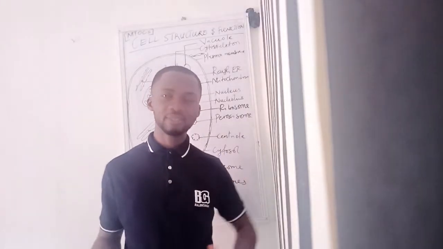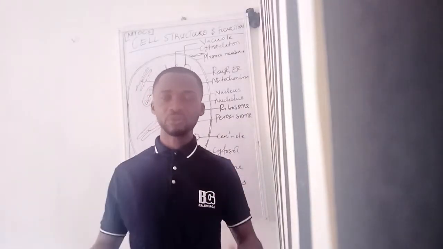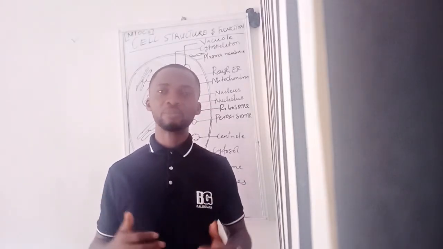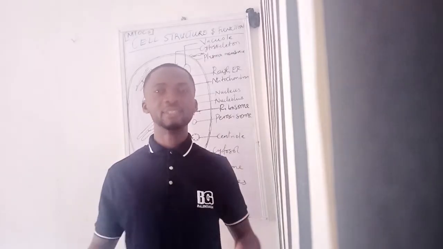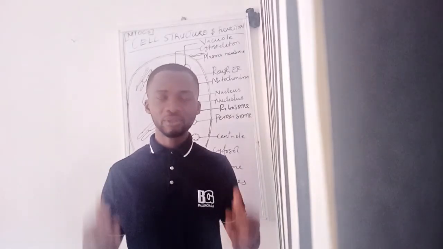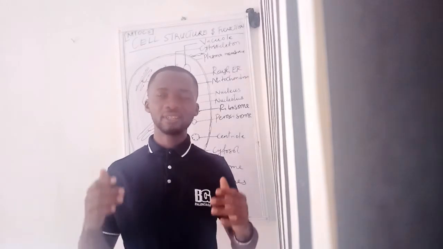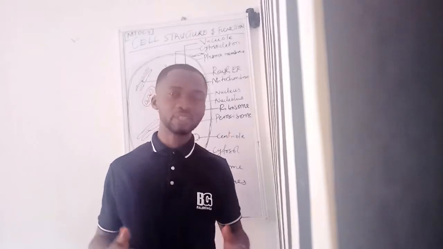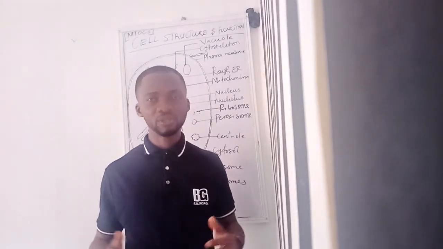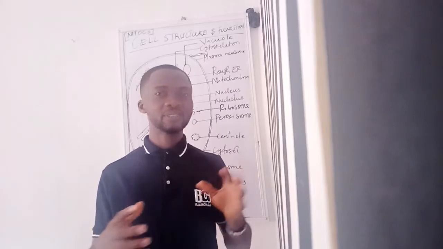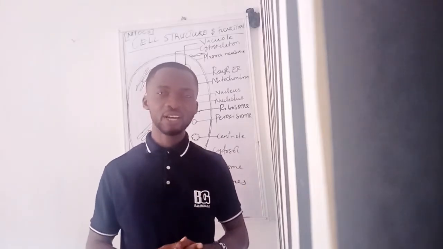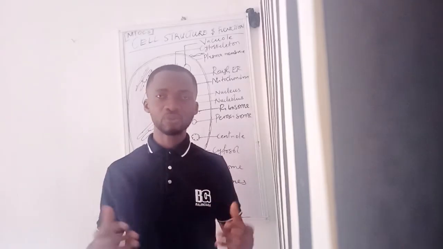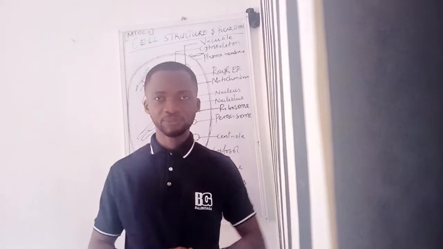Now, scientists such as Rudolf Virchow came and said that cells came from pre-existing cells. Schleiden came and said that the body of plants is made up of cells. Then Theodor Schwann also came on board and he said the body of animals is made up of cells. These are the postulations that are being given when it comes to the cell theory.